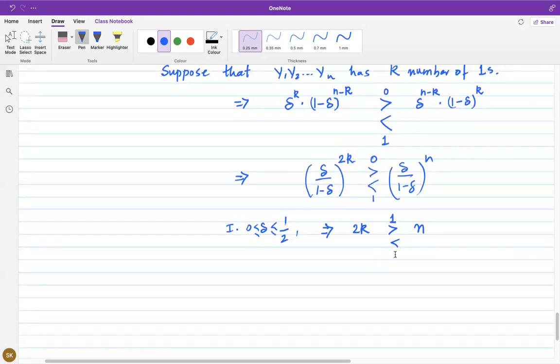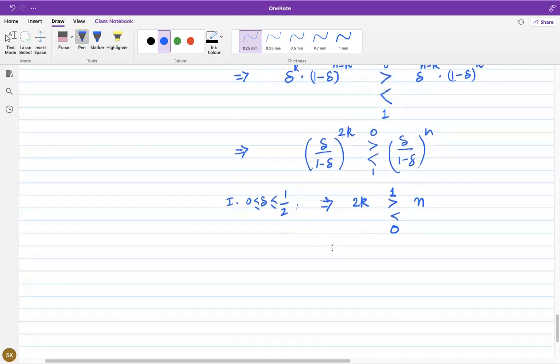If 2k is greater than n, then the output that you'll get is 1, and for the other guy it becomes 0. This is again because the base is less than 1. If the base is less than 1, then the inequality gets reversed once you cancel out the base and talk about only exponents. So that simply implies that if k is greater than n by 2, then you decode it to be 1. If it is not, then you decode it to be 0.